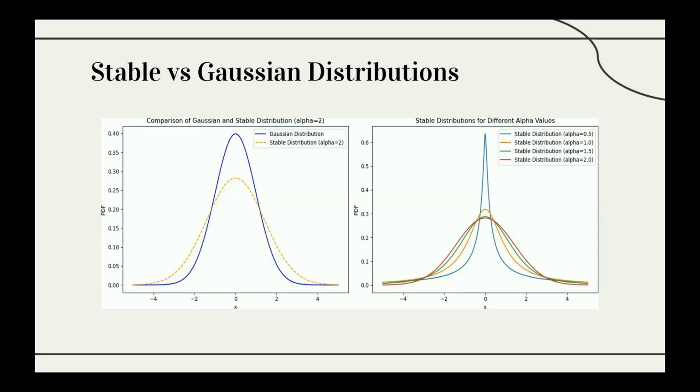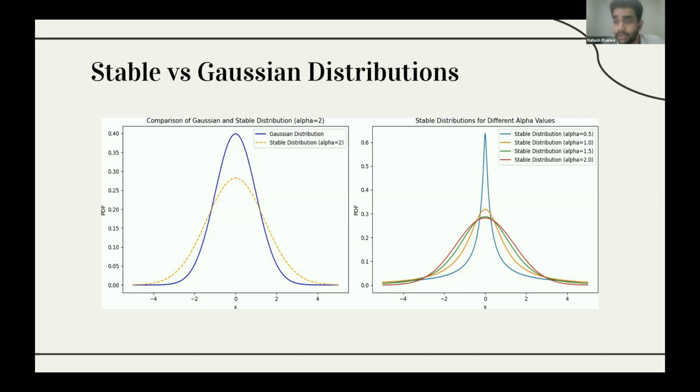This demonstrates that the Gaussian is a special case within the broader family of stable distributions. However, we can also notice that even with alpha set to 2, subtle differences in the tails or scaling can emerge, depending on how the parameters have been estimated.